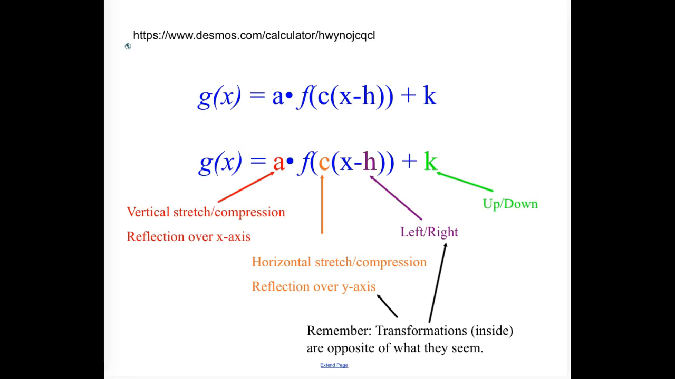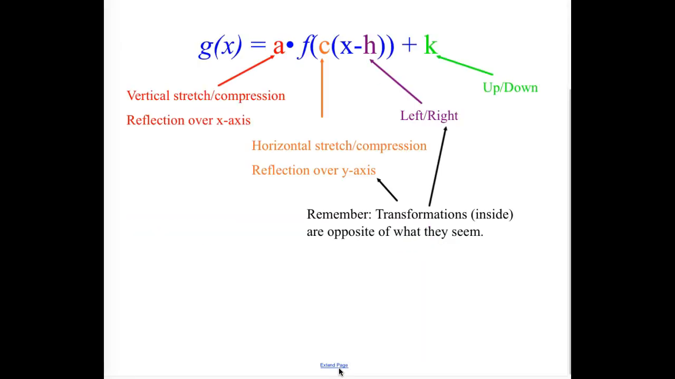All right. I would suggest writing this formula down in your notes packet at the top, just to refresh your memory. We always want our functions written in this format. Then we can identify our transformations and move left to right. So once again, our A value here is going to cause vertical stretching and compressing. And if it's negative, it's going to reflect over the x-axis. Our C value is going to cause a horizontal stretch or compression, and it's going to reflect over the y-axis if it's negative. Our h value is a left and right move, and our k value is an up and down move.